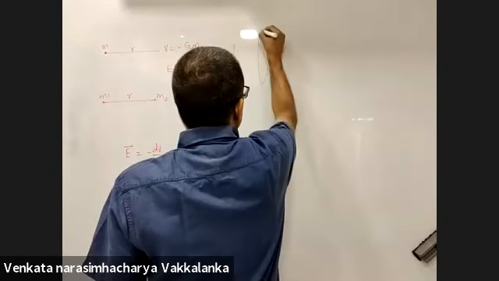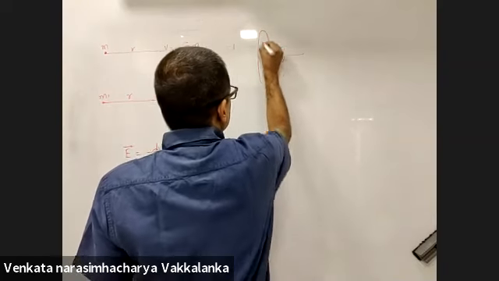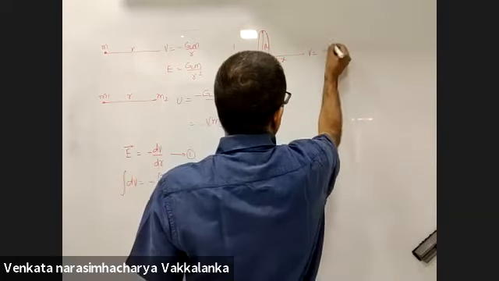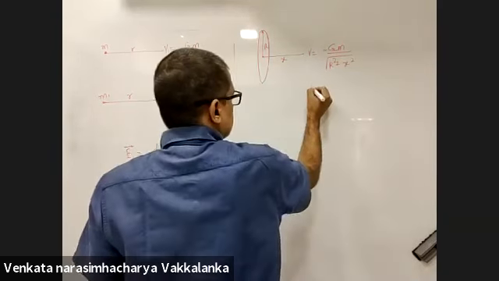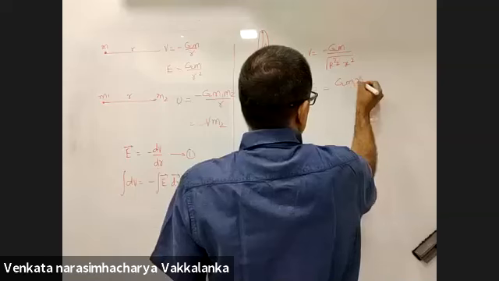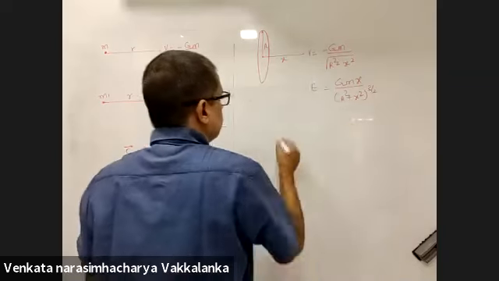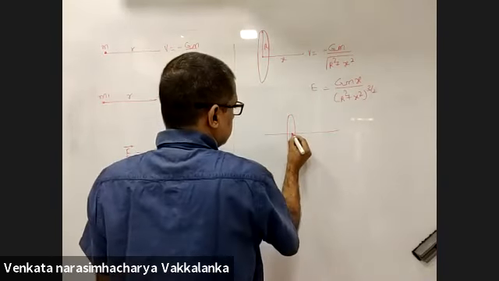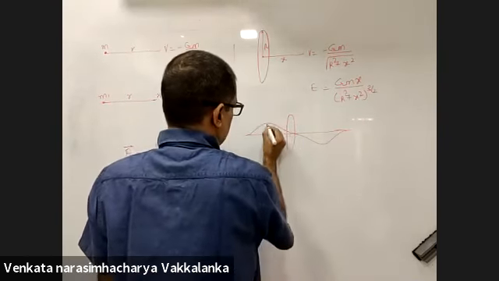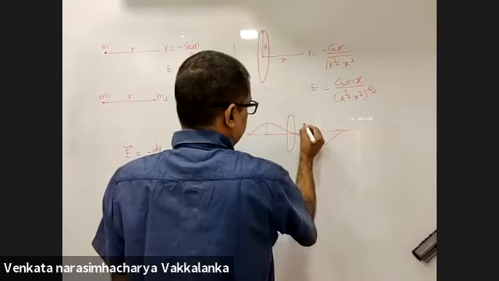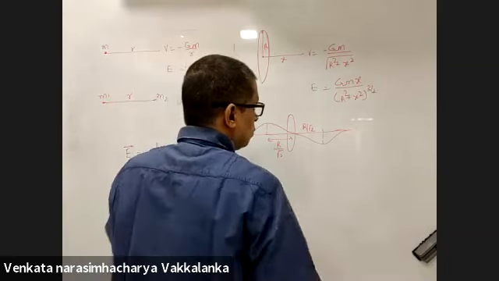Then we said for a ring, at a distance of x, potential is minus GM by root over of r square plus x square. Field is GMx upon (r square plus x square) to the power 3 by 2. Field is maximum at a distance of r by root 2. This is also r by root 2.